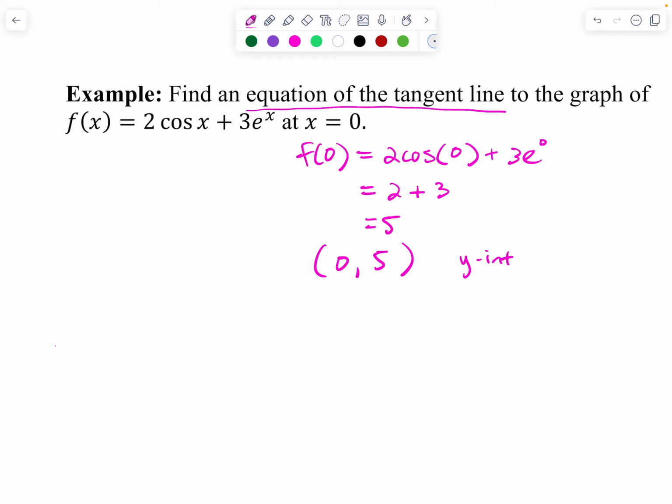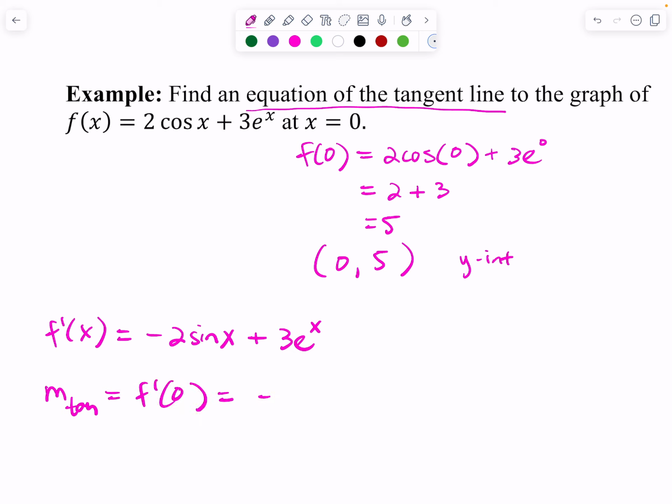So to find our slope, we need f prime, the slope of the tangent line. So finding f prime, derivative of cosine would be negative sine. So negative 2 times sine of x. And then the derivative of 3e to the x would be 3e to the x. So the slope of the tangent line would be f prime of 0. So negative 2 times sine of 0 plus 3e to the 0th power. Well, sine of 0 is 0.